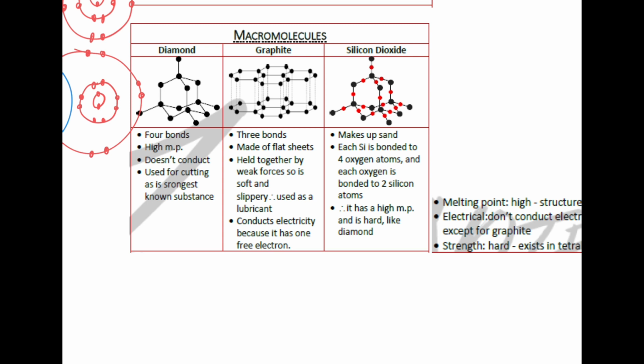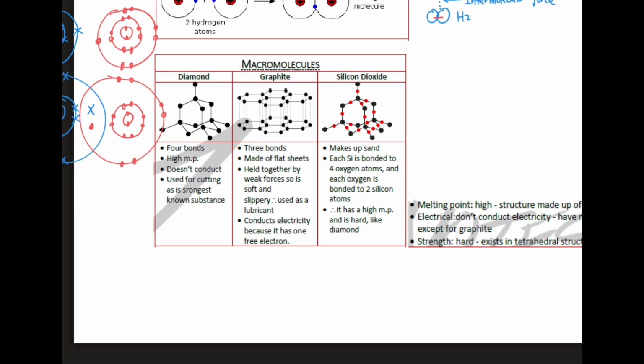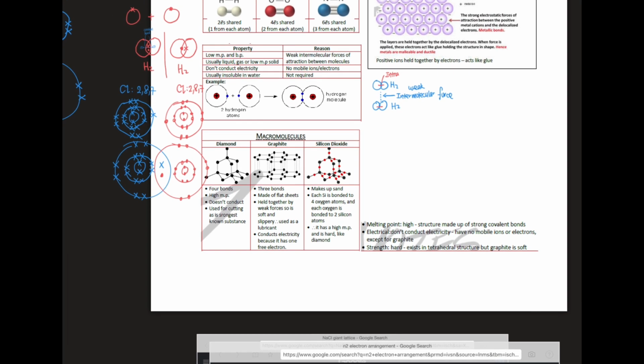Then we have a high melting point. Just now the simple molecule, if you still remember, has low melting point, reason: the weak intermolecular forces. But why is this high melting point? Because when you want to melt or boil it, you need to break the covalent bond, which is strong. So that's why it has high melting point. Diamond is a solid.